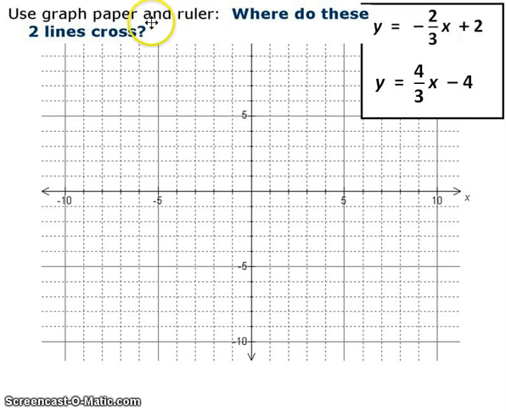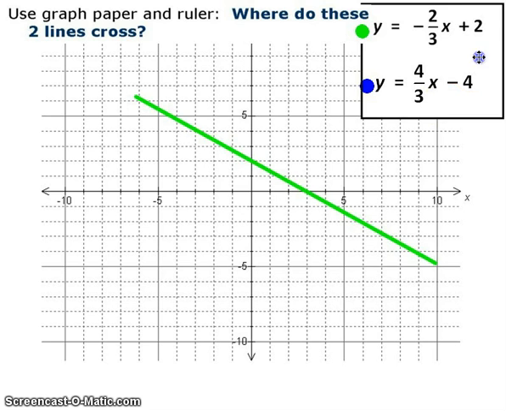Go ahead and use graph paper and a ruler, or grab some so that you can follow along with me. We're going to figure out where these two lines cross. Now keep in mind, we just finished the test on chapter 5, so you should know that these two equations are going to create lines, and you should be able to graph those lines. I'm going to separate them by color coding. The first one I'm going to consider green, the second one blue.